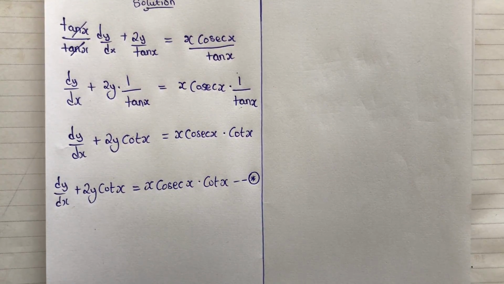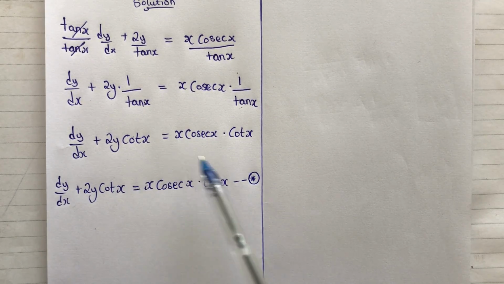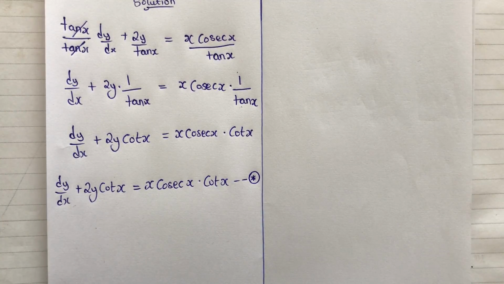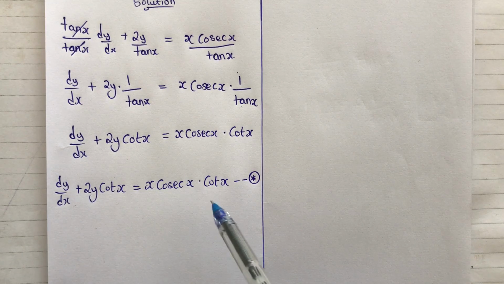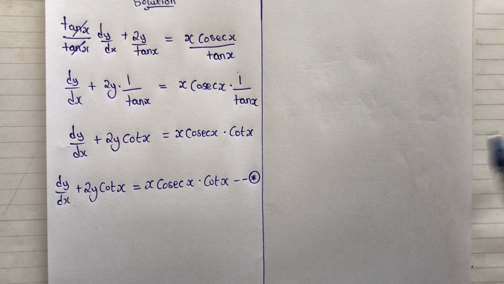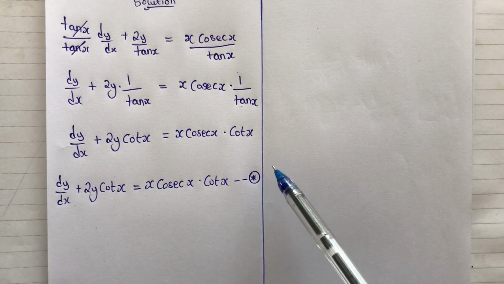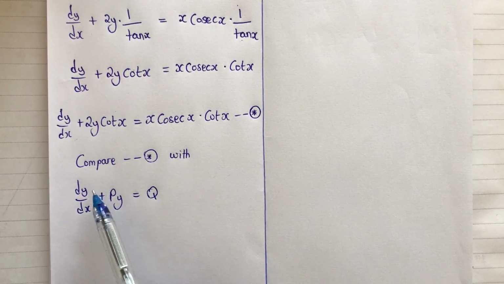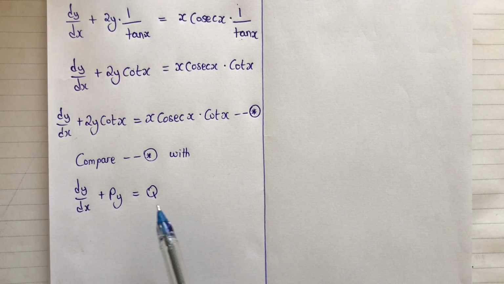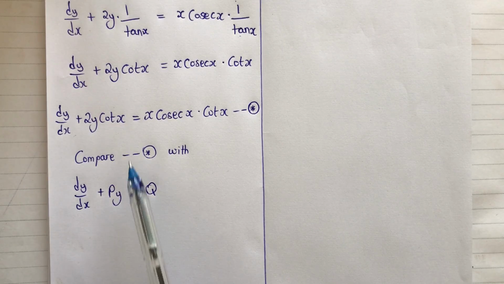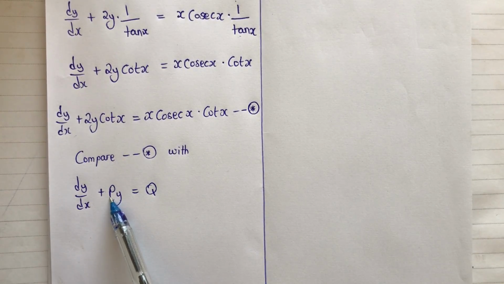So let's move on. Once you get here, you label the equation. I'm using equation star. So from here, we need to find the integrating factor and use the integrating factor to multiply through equation star. So how do we find the integrating factor? All you need to do is to compare your equation star with the linear first order differential equation. So compare equation star with dy/dx plus Py equals Q. Now we can compare. We have dy/dx here. We have y here. Now we have 2 cot x to represent the function P.